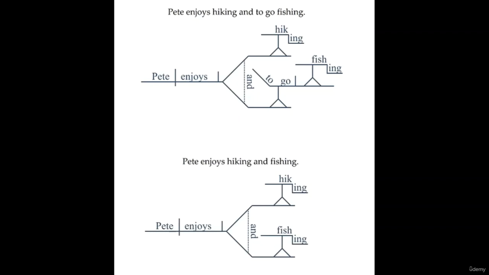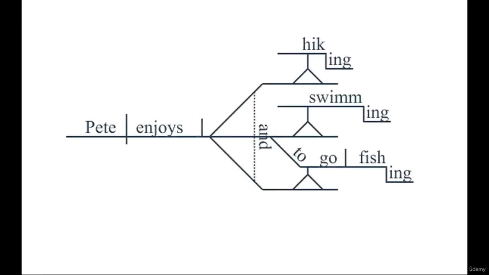Let's look at the second sentence you were asked to diagram. Here we've added a third thing that Pete enjoys doing. And the sentence reads, Pete enjoys hiking, swimming, and to go fishing. And you'll see the same example of faulty parallelism here, where you have gerund, and then infinitive phrase, which doesn't quite match. So to revise this, you could imagine what it will look like, and let's take a look.